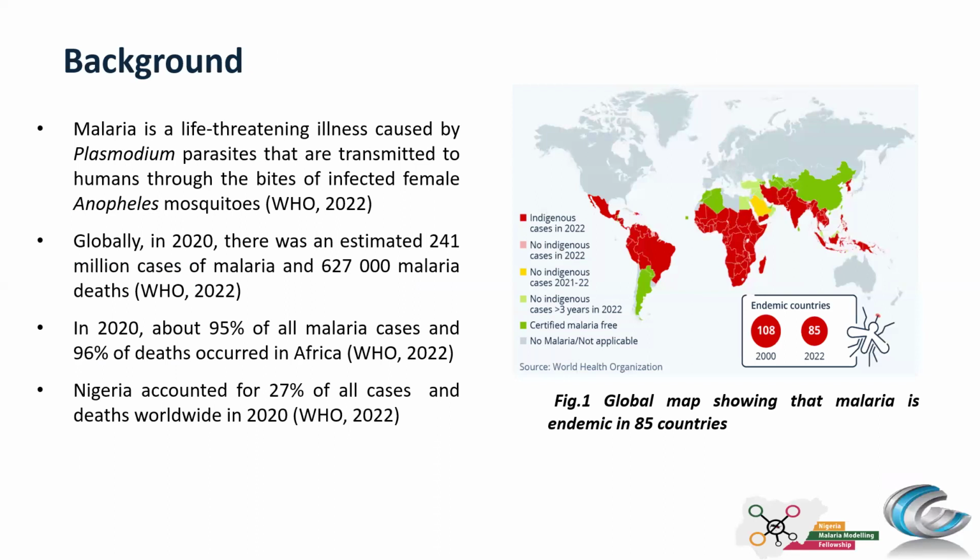By way of introduction, malaria is a significant public health problem caused by Plasmodium parasites that are transmitted to humans through the bites of infected female Anopheles mosquitoes. Malaria is endemic in 85 countries of the world, mostly tropical countries. The majority of the cases and deaths are found in sub-Saharan Africa, and Nigeria is one of the countries hardest hit, with 67 million cases and about 193,000 deaths in 2022.